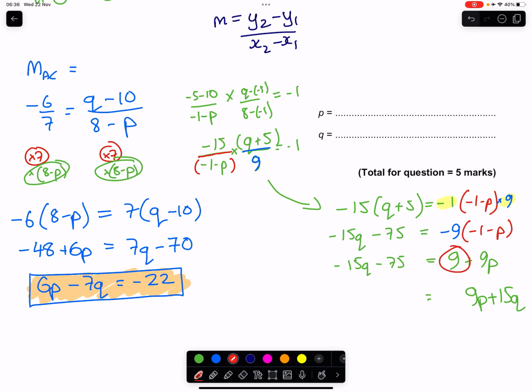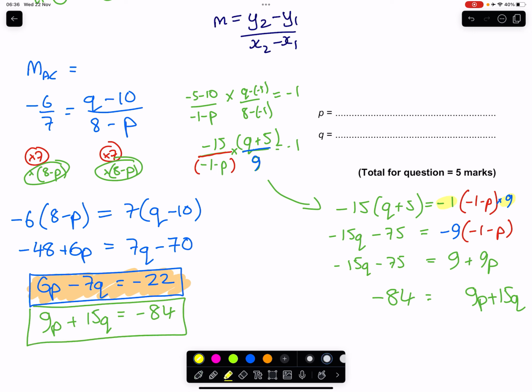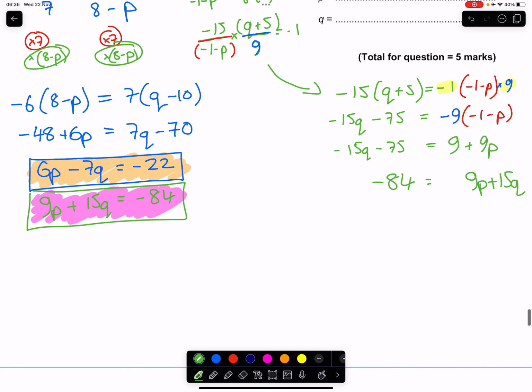And I'm going to take away 9 from both sides so that I end up with a number on the left, giving me the following. Rewriting that underneath the equation over here, 9p plus 15q equals negative 84, gives me my 2 equations that I'm about to solve simultaneously, like so. So simultaneous equations, I want to make the p's the same number because they're the ones that are most similar. 6 and 9 both go into 18, so if I can rewrite both of these as 18 p's, that will allow us to then take them away to eliminate.